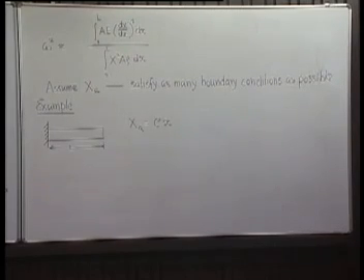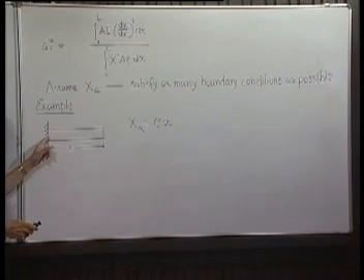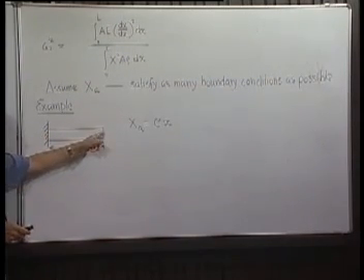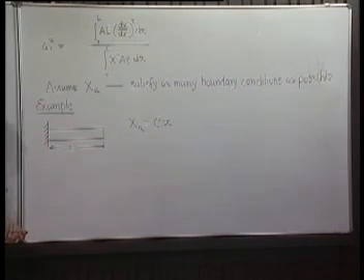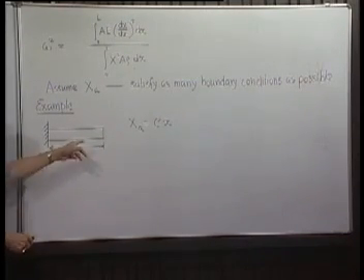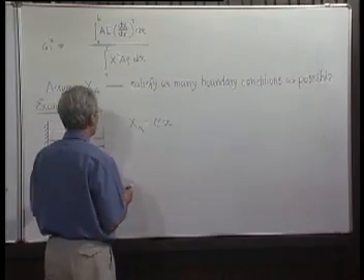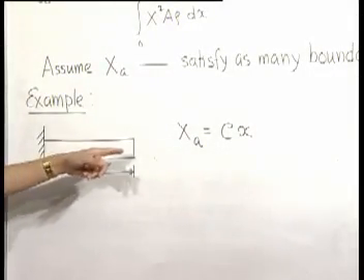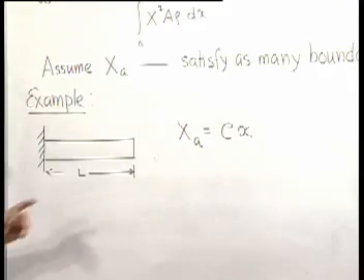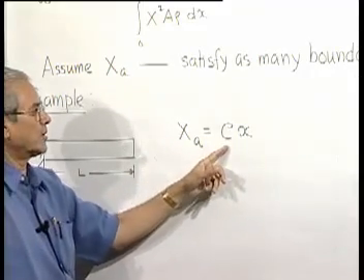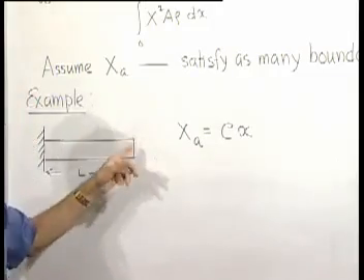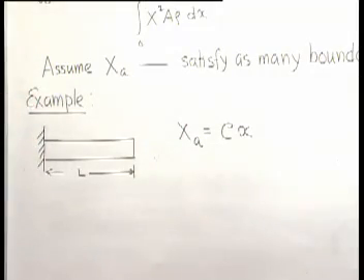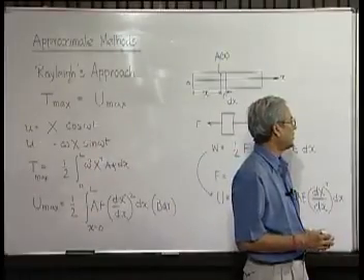There are two conditions: this is the fixed end, that means there is no displacement at x equal to 0, and the other is the free end, that means strain is 0, that means dx is 0. Now here we find that at x equal to 0, x of a is 0, satisfying the condition. But the other end we are not satisfying the condition: d x a by dx is the constant c, and it is not equal to 0 at x equal to L. So we are satisfying only one of the two boundary conditions.